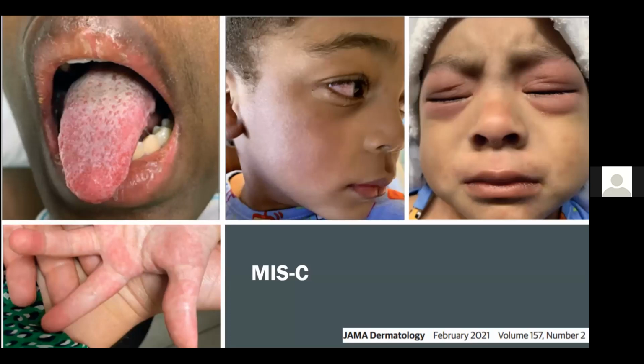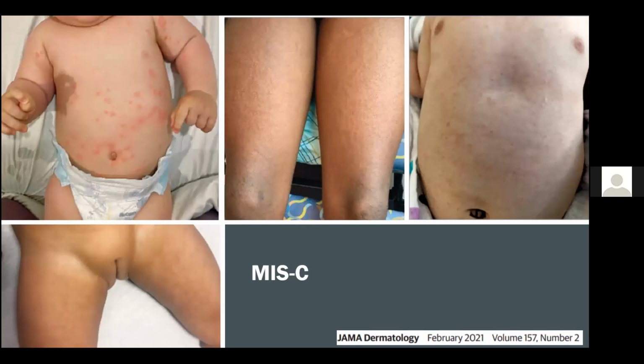They can have the strawberry tongue with hyperemia, conjunctivitis, the facial erythema, can even have periorbital edema. And then there's a picture there showing palmar erythema. Children have been described also with urticarial rashes. The middle picture is showing a scarlatiniform rash, a morbilliform rash, and the bottom one, a lacy reticulated rash. So there is quite a diverse spectrum of rashes you can get with MIS-C.